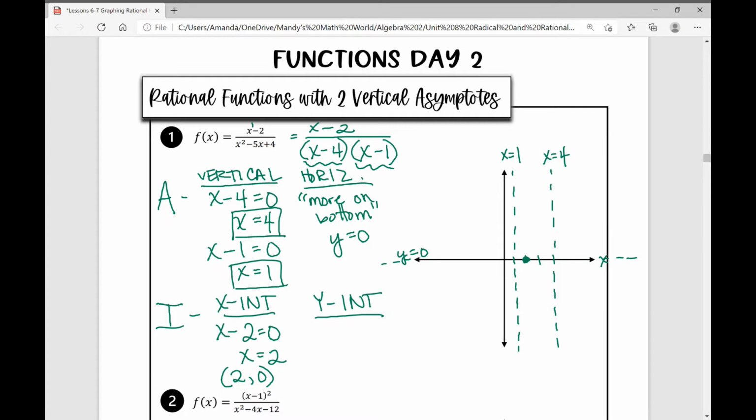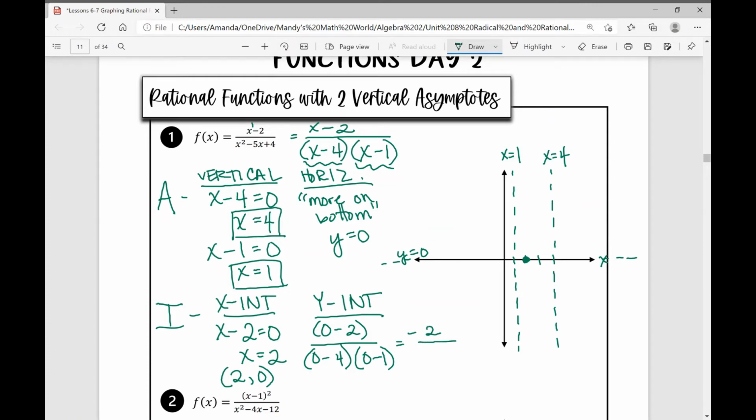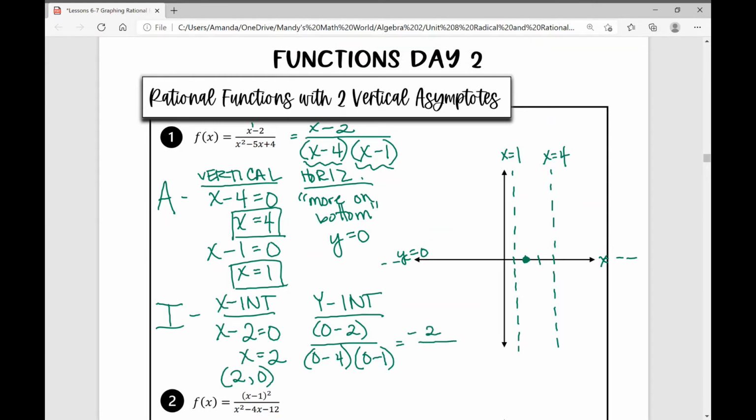The y-intercept is when x is 0, so I'm just going to plug in 0 for x. I can plug it into my factored form, or I can plug it into the x squared minus 5x plus 4. In this case, I'll just plug it into the factored form. 0 minus 4 times 0 minus 1, so I get -2 over -4 times -1, which is +4. -2 divided by 4 simplifies to -1/2. So I'm going to write that as an ordered pair, 0, -1/2. If there's -1, -1/2 is right there.